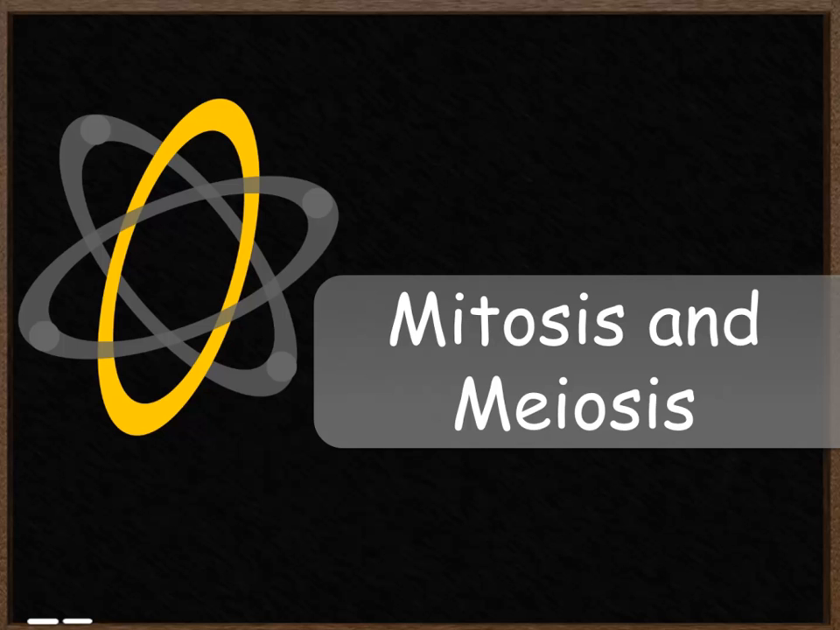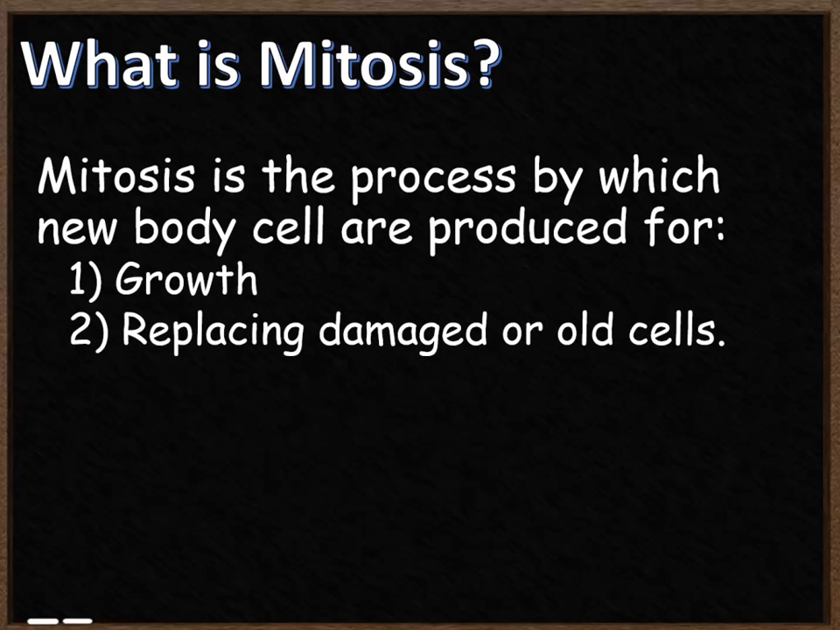Mitosis and meiosis. In this video we're going to look at these two processes and make a comparison of the two. We're going to look at mitosis first. So what is it? What does it do? Mitosis is the process by which new body cells are produced, and they're produced for growth.